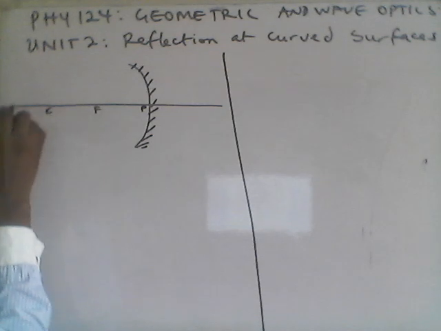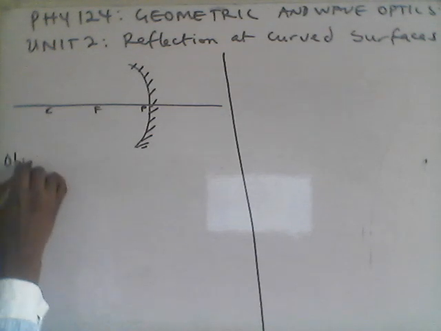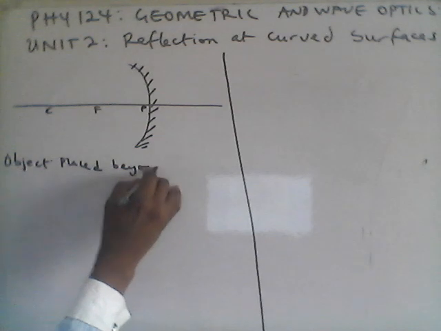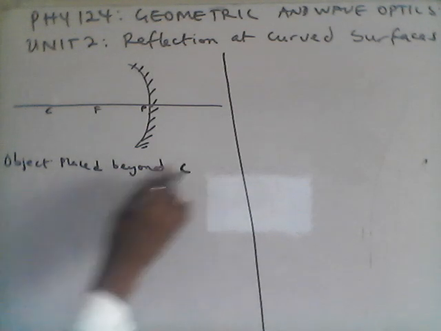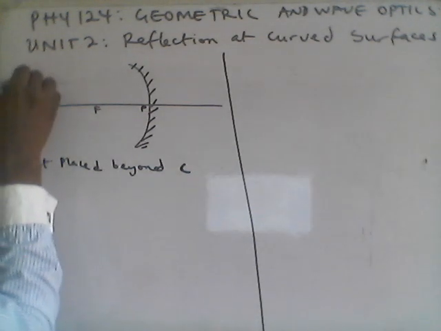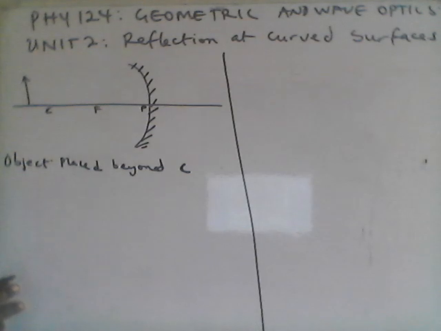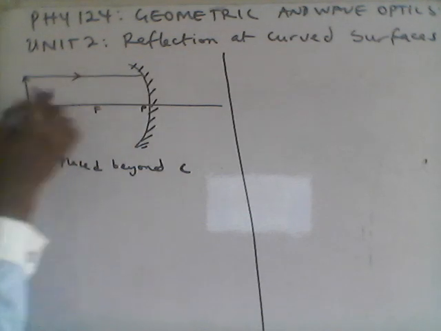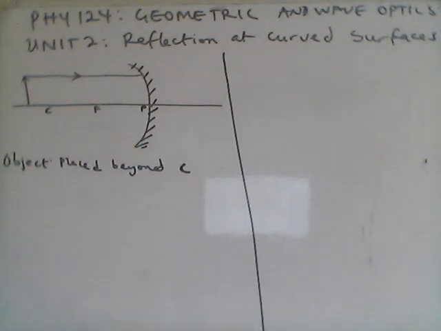Now, if my object is placed beyond C, this particular C, standing upright, first of all, I will take a ray coming from the tip of the object like this. Like I said in the first unit, every object radiates rays from every particle of the object. But for optics, we just minimize the number of rays so that we don't complicate our analysis.